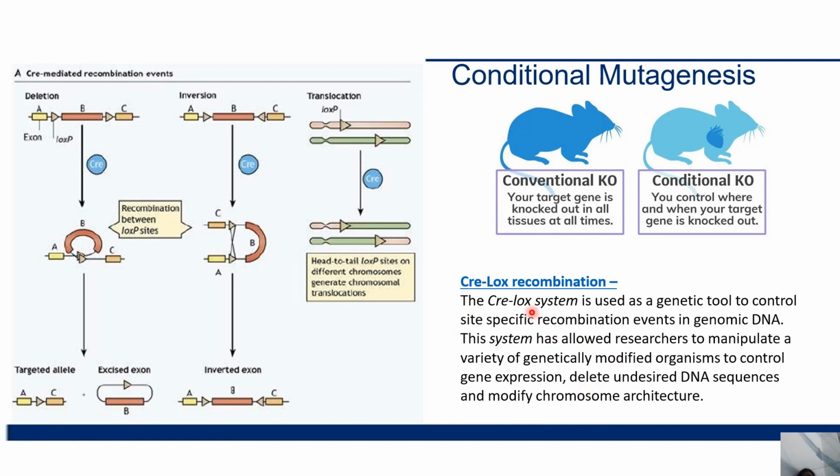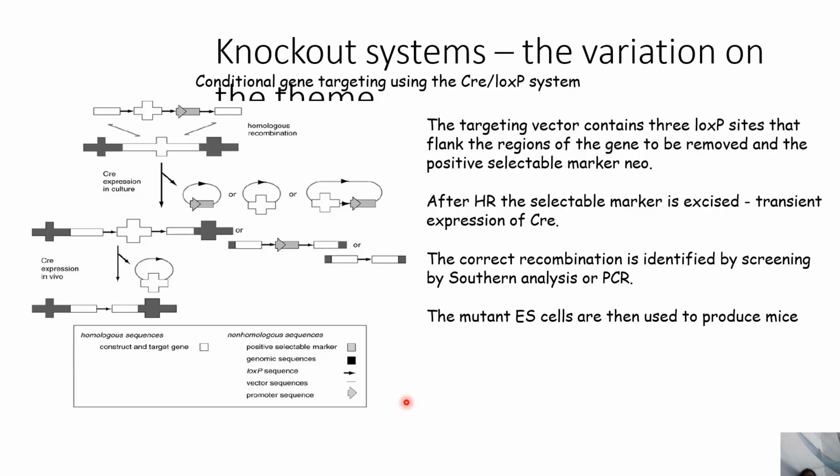The Cre-lox system is used as a genetic tool to control site-specific recombination events in genomic DNA. The system has allowed researchers to manipulate a variety of genetically modified organisms to control gene expression, delete undesired DNA sequences, and modify chromosome architecture. Okay. So basically what happens, the targeting vector contains three LoxP sites that flank the regions of the gene of interest to be removed and the positive selectable marker neo.